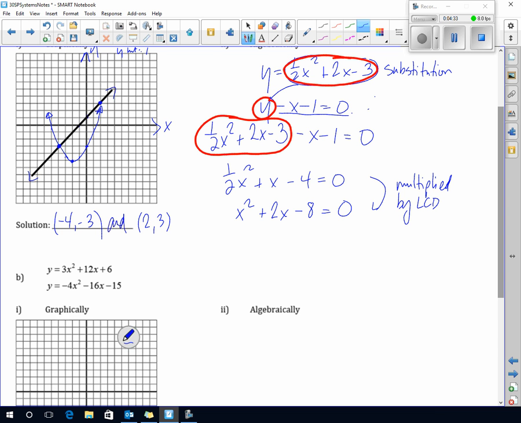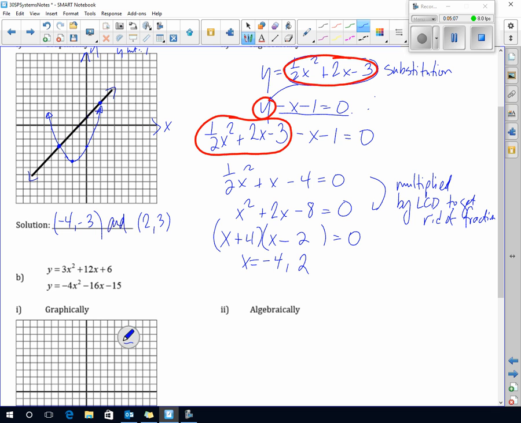Okay, can this factor? Okay, so we're going to factor this. So we get x plus 4, x minus 2 equals 0. Don't forget the equals 0. So then what does x equal? Negative 4 and positive 2. Does everybody see what that represents in my graph? I said x equals -4 and 2. Does everybody see where that is?